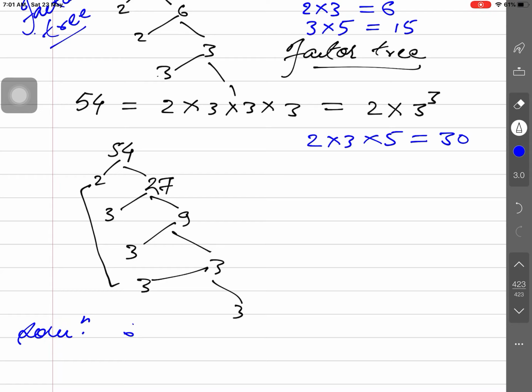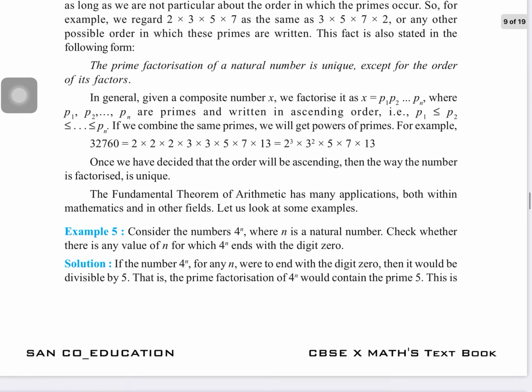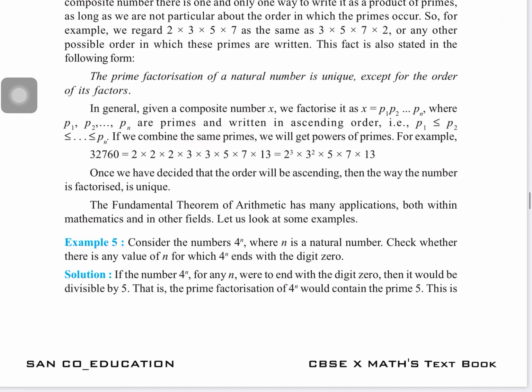Could 54 be divisible by 6? Can you answer me for that? Can 6 divide 54? Easily you can say, because you know the table of 6. But if I select an example from your NCERT textbook, you may say this is like that.